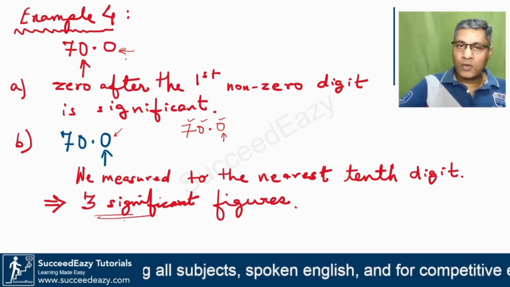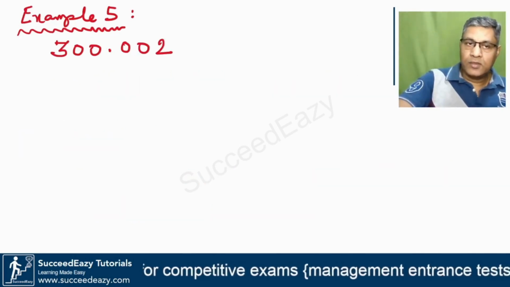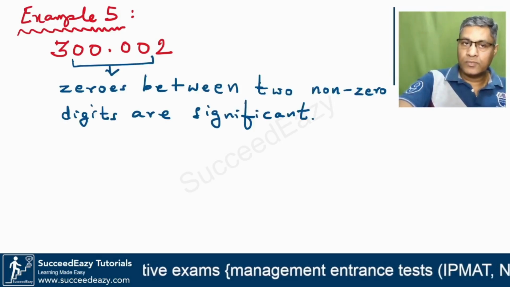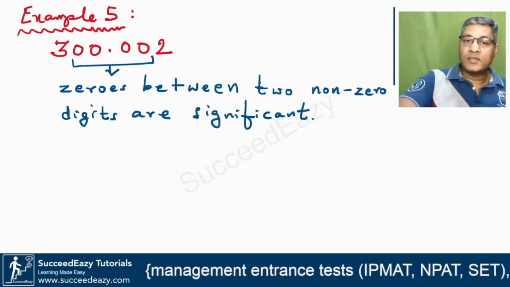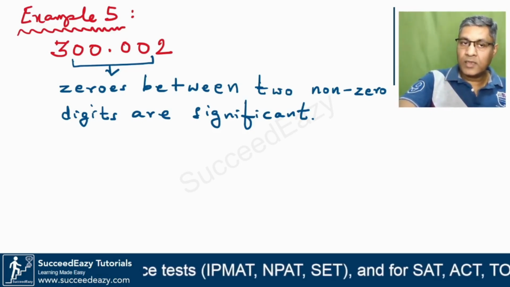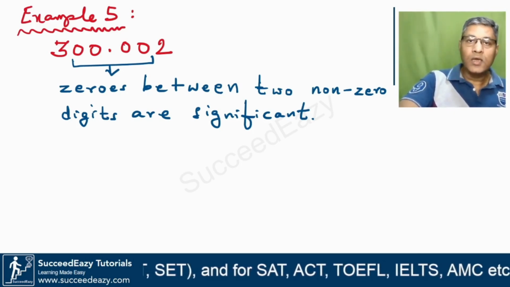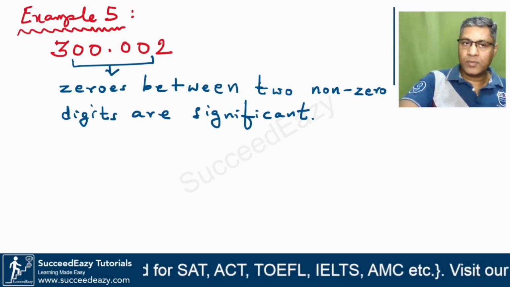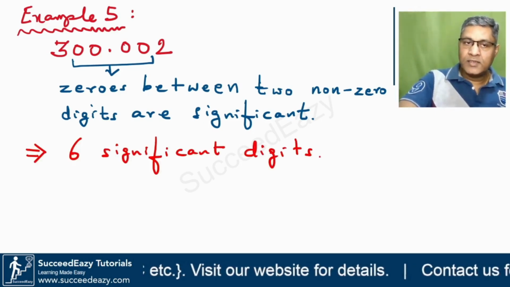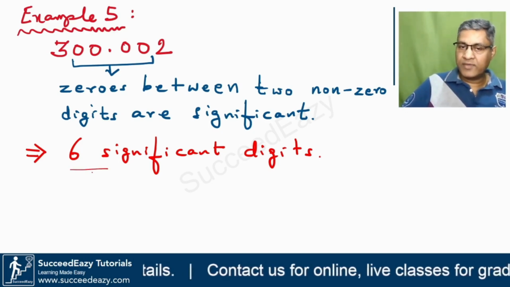You can call them digits or you can call them figures, it is the same thing. Let's take another example, 300002. In this, the zeros between two non-zero digits are significant. Remember this. Based on all these examples, we are going to form certain rules which will help you master this topic. So count the number of digits in 300002. Obviously, there are 6 significant digits.